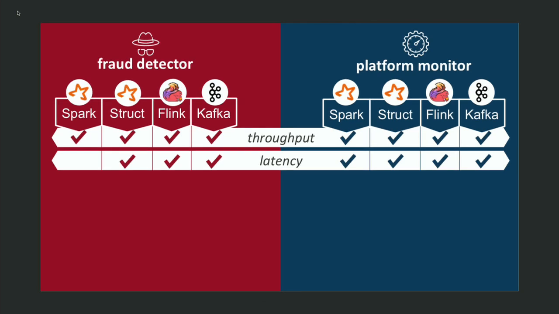So if we go on with the table that we started, you see that for the fraud detector, Spark Streaming probably would not be the best choice because it does micro-batching. All the other frameworks offer event-driven processing at the moment. So these might be more adapted for this use case.